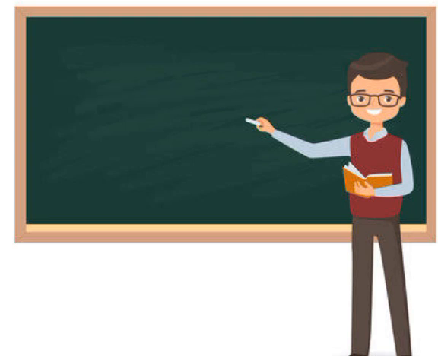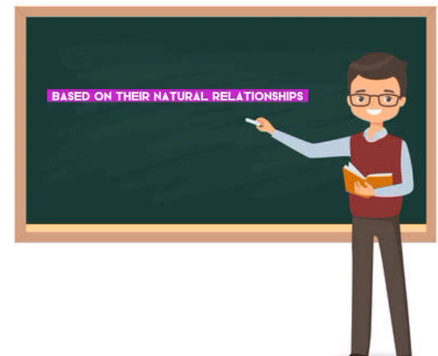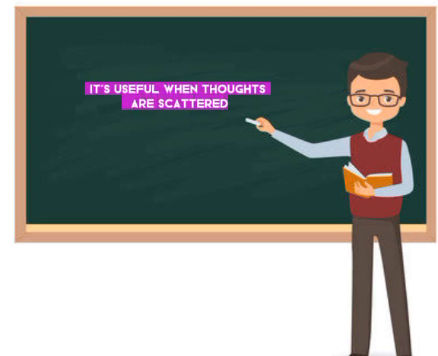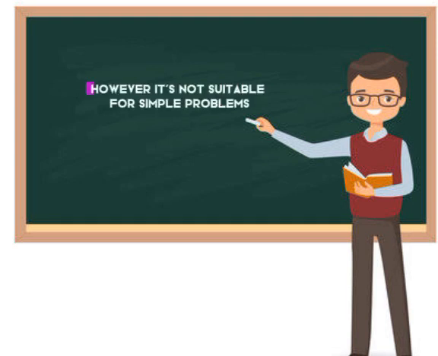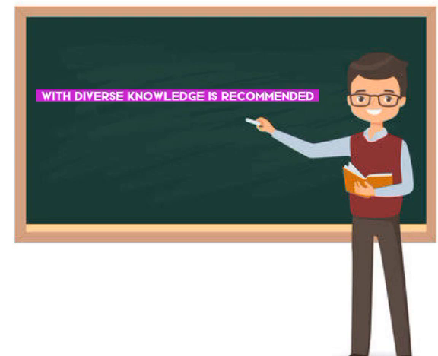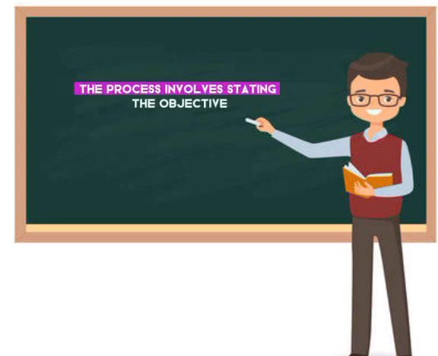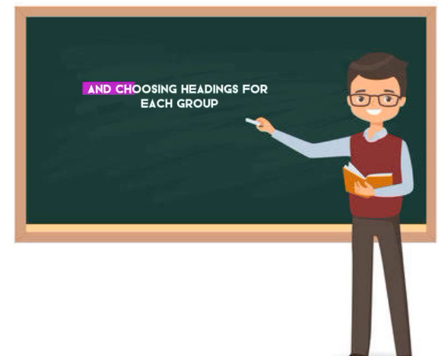Affinity diagram. The affinity diagram is a tool that helps gather and organize a lot of data based on their natural relationships. It's useful when thoughts are scattered, new solutions are needed, and support is important. However, it's not suitable for simple problems or quick solutions. A team of around 6 to 8 members with diverse knowledge is recommended. The process involves stating the objective, brainstorming, recording responses on cards, sorting them into groups, and choosing headings for each group.